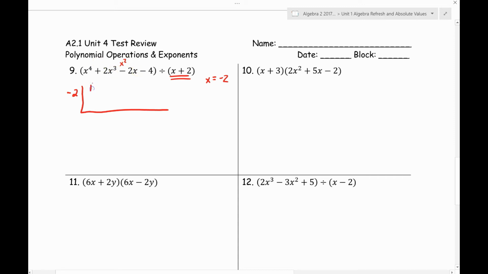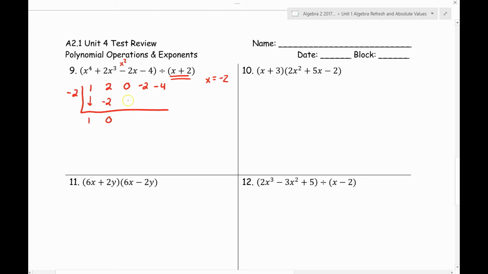So I'm going to use 1, that's my coefficient for the quartic term. 2 is the coefficient for the cubic. 0 is the coefficient for the x squared since I don't have one. Negative 2 is for the linear, and negative 4 for the constant. So I'm going to drop down the 1 and multiply, and then add. Negative 2 times 1 is negative 2. Add them up, I get 0.